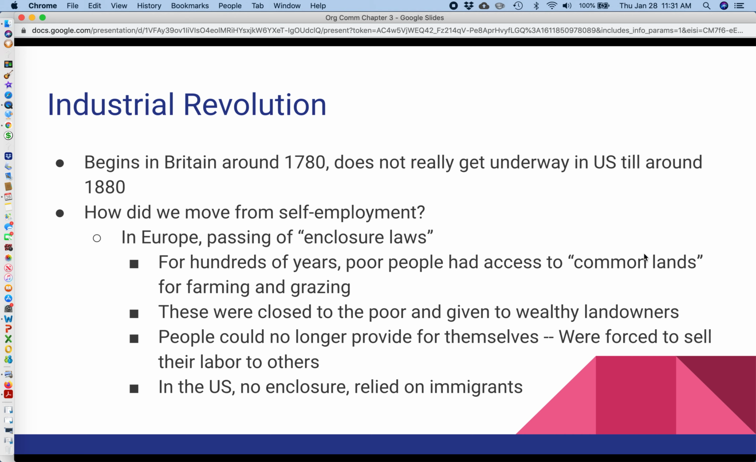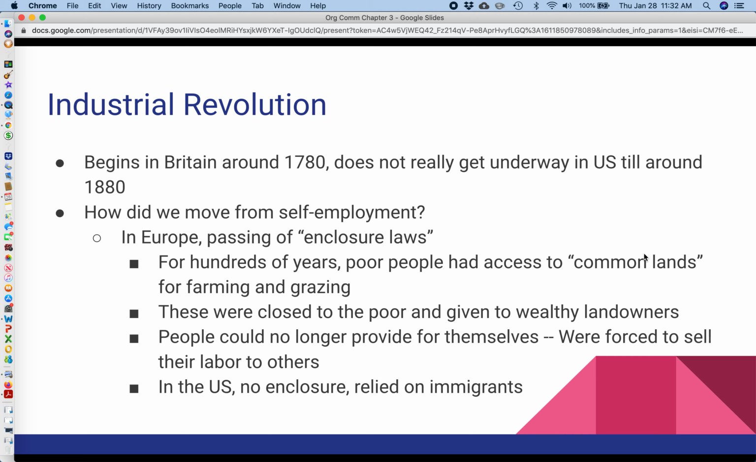So this Industrial Revolution, if you don't remember from your previous history classes, begins in Britain around 1780, but it doesn't really get started in the U.S. until around 1880. So Great Britain, the English, and so on had about a 100-year head start on us.